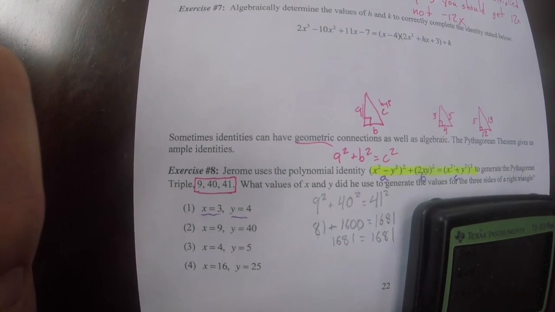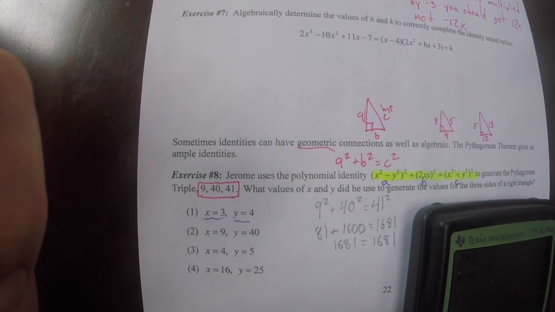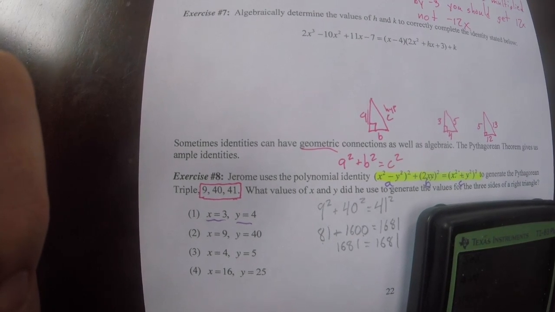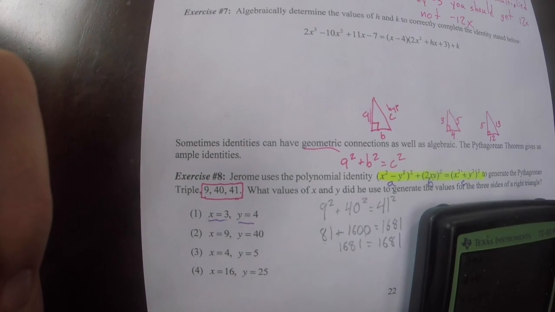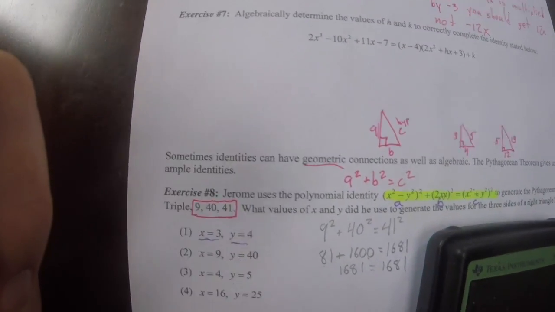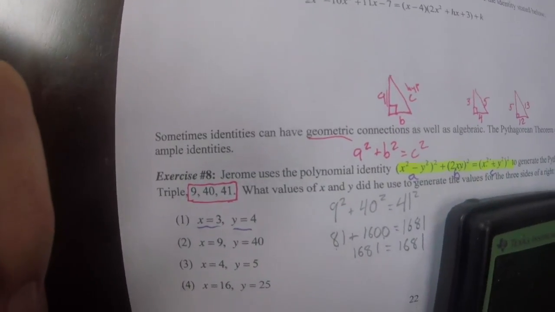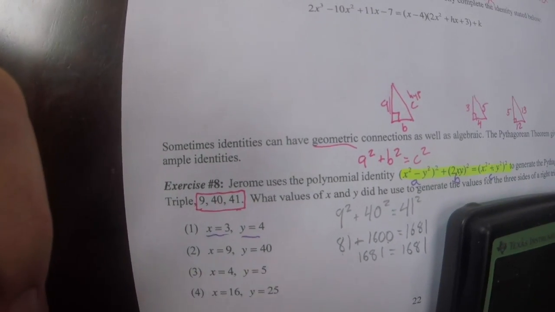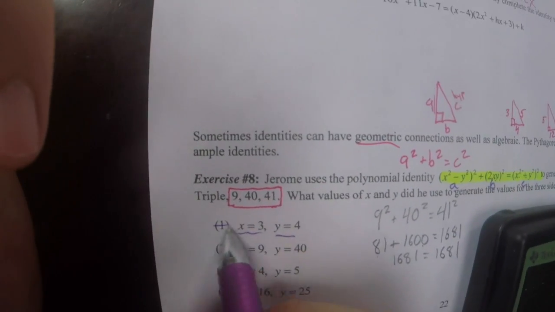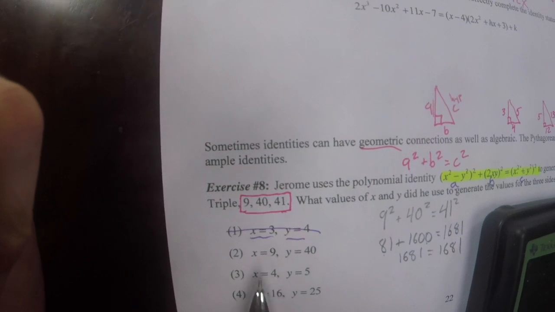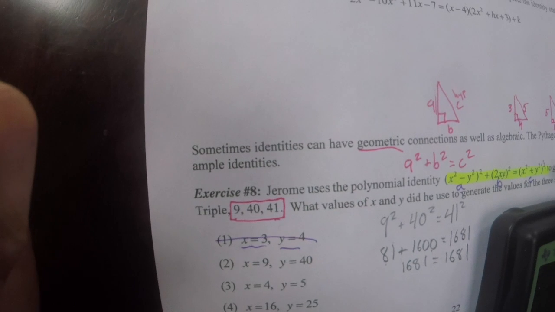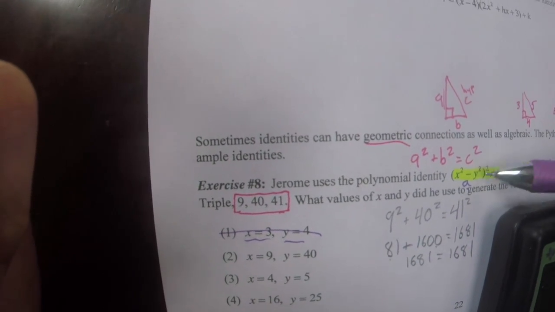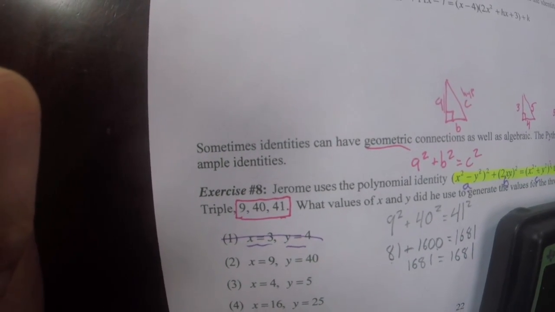-7. Oh yeah, that makes sense. 9 minus 16 would be -7. Is -7 9, 40, or 41? Definitely not. So these ones don't work. Okay? When I plug these numbers in to this equation over here, I should get 9, 40, and 41.